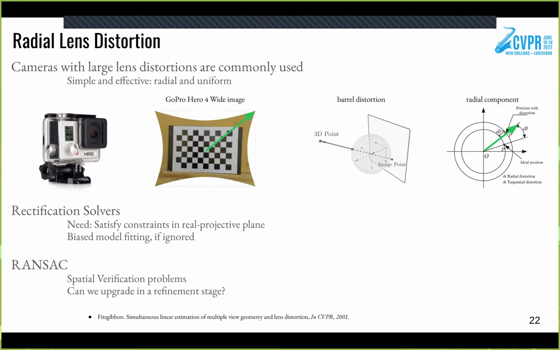You can undistort only a cutout. So the rectification solvers that we will design, remember, we're restoring invariance, and we're dealing in the real projective plane to construct these constraints. But if we don't model lens distortion, then we're going to get a biased model. So we don't want that, or it's just going to fail completely.